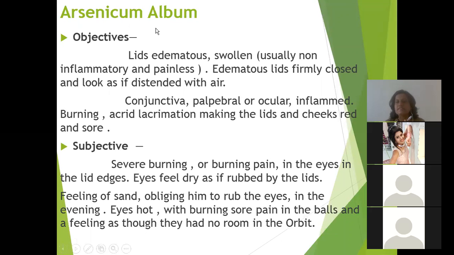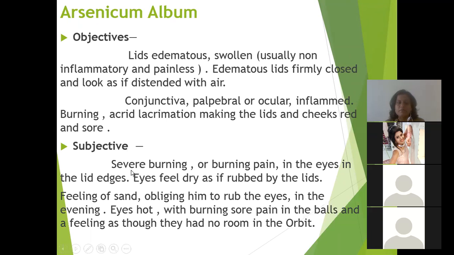Then next is Arsenicum album. So objectively, the lids are edematous, swollen, usually non-inflammatory and painless. When we see a patient with a swollen, edematous lid firmly closed and looking as if distended with air, and the conjunctiva palpebral or ocular inflamed, burning, with acrid lacrimation making the lid and cheek red and sore, then we can think about Arsenicum album.